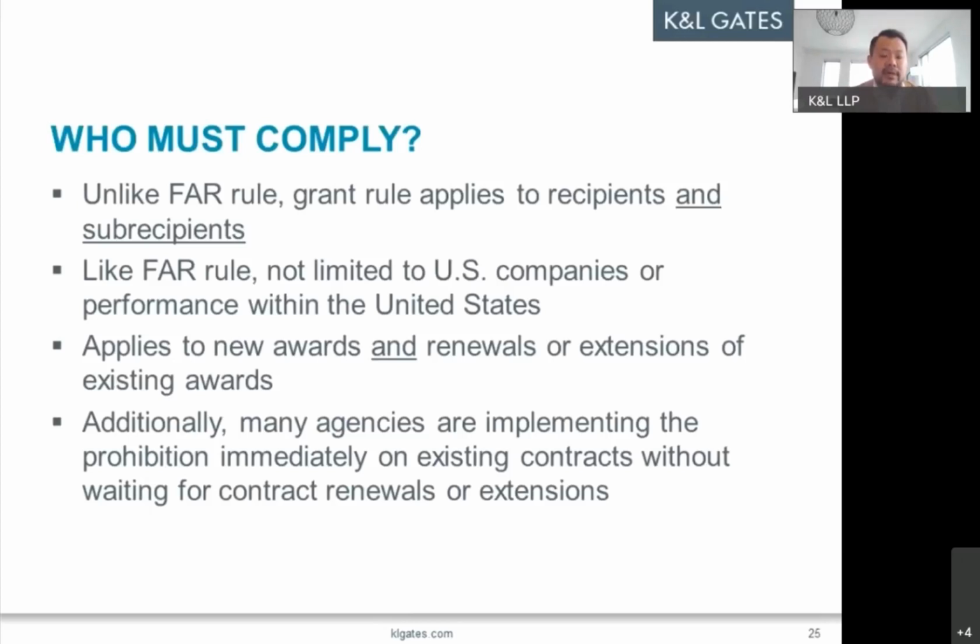Under the uniform guidance provisions, it's supposed to apply to new awards or renewals or extensions of existing awards. There's also a very interesting division depending on which agency is your awarding agency. Unlike the FAR provision, it is not entirely clear whether the new uniform guidance provisions, 216 and 471, apply to grants that were in effect as of the effective dates of those provisions, or only to new awards after that date. Depending on which agency is your awarding agency, that could be a different answer.